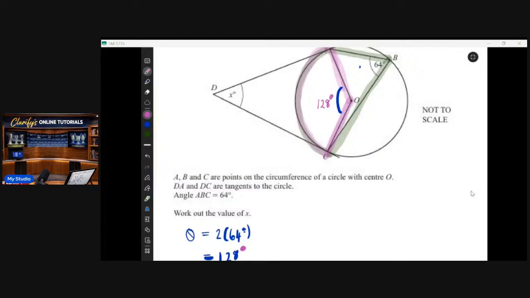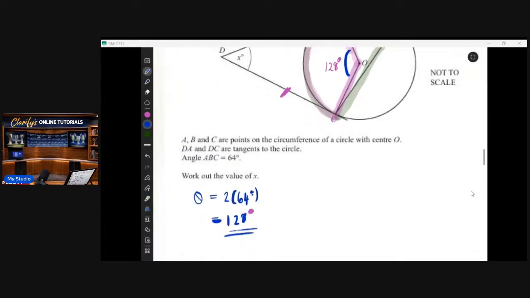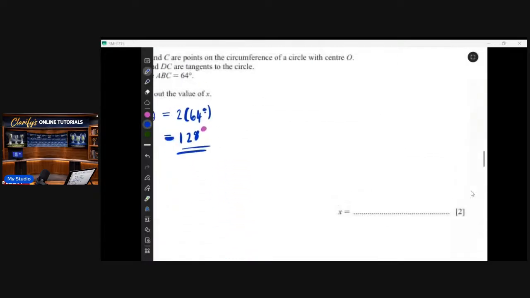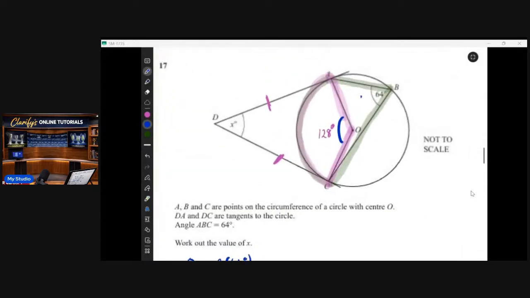What can you put here? Everybody knows that these two are equal, right? This and this are tangents. So we say that the tangents are equal. All right, that's fine. If these are equal, what can we put? Let me see. The value of x. Let me think. Give me a second.